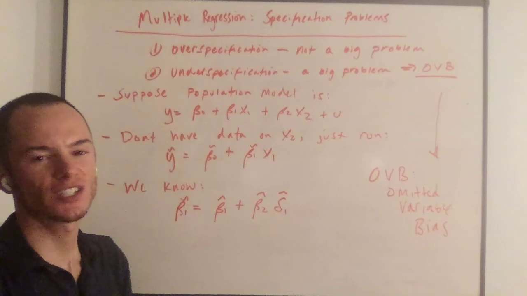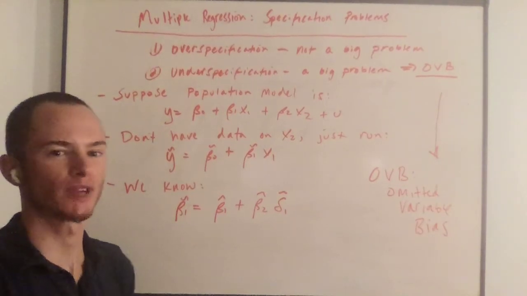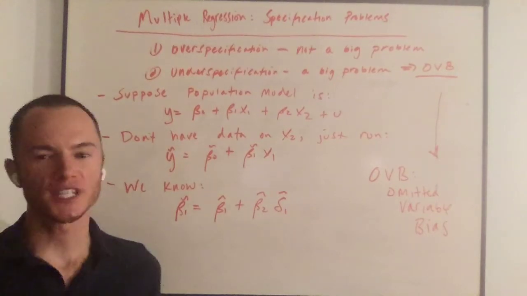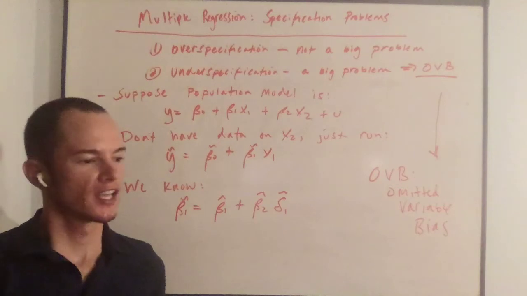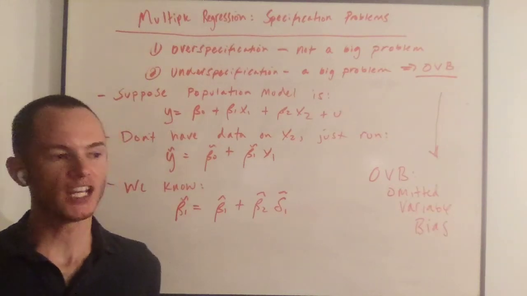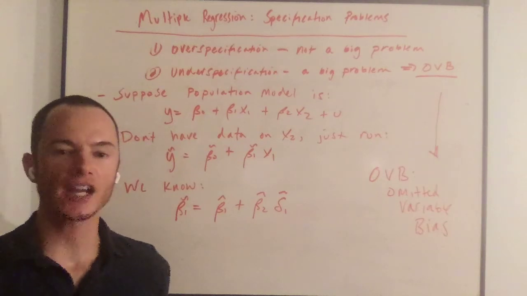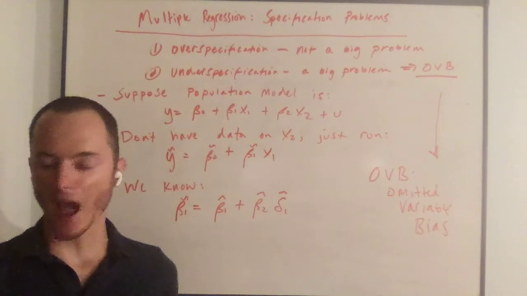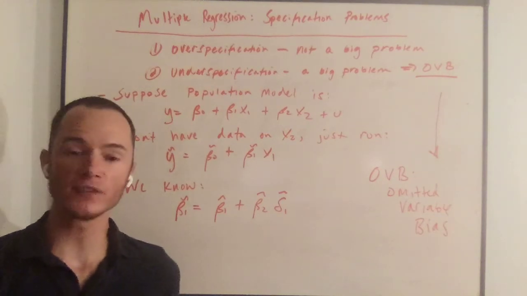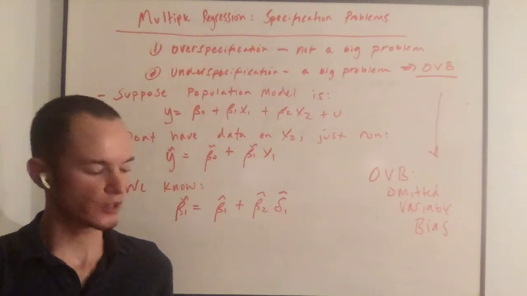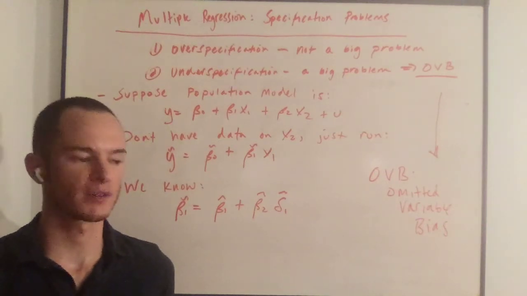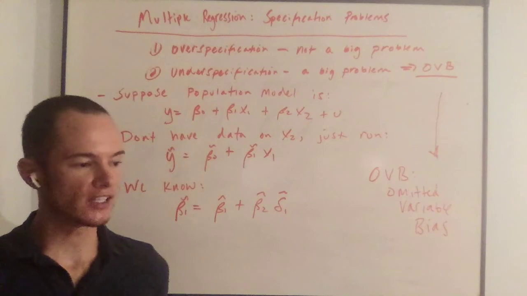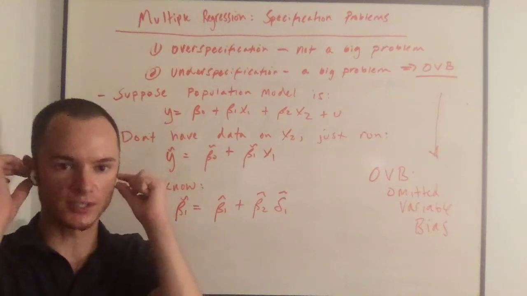In this video, we're going to discuss specification problems with multiple regression. If we over-specify a model, that's not going to be such a problem. Over-specifying a model implies including a variable in an estimated regression that doesn't actually enter the population model. In that case, the coefficient on that variable is 0, and we're going to get an estimated coefficient of approximately 0. The only problem we may encounter there is higher variances in the other estimated coefficients.